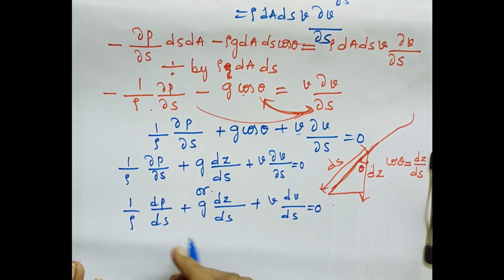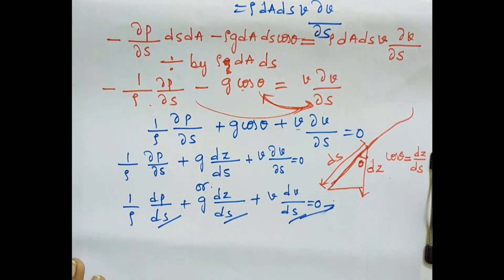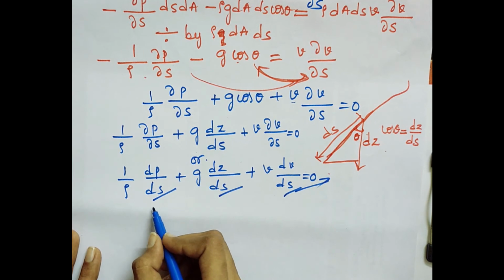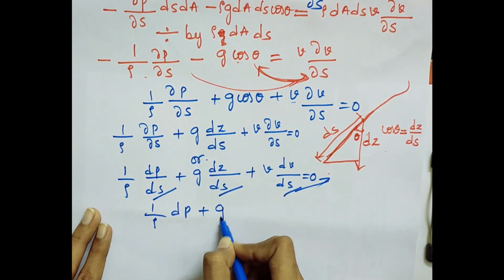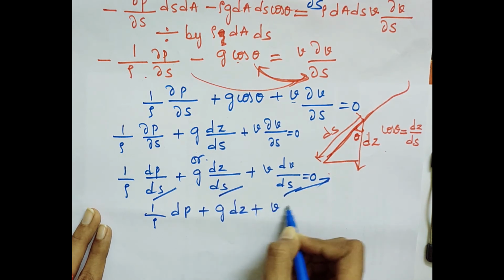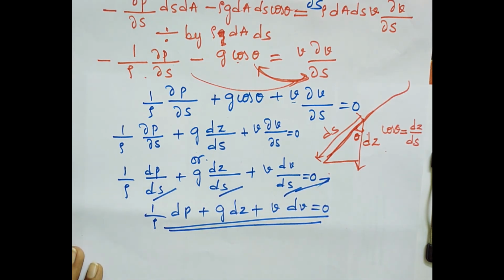So if you send all these ds terms to the right hand side, you will get an equation. It is 1 by rho dp plus g into dz plus v into dv is equal to 0. So this is then Euler's equation of motion. This equation is known as the Euler's equation of motion.